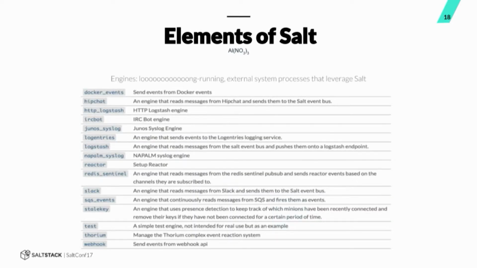Now, an engine is essentially an extremely long-running, extended system process that leverages Salt. And we have a couple of engines that we've built to allow you to view different things within the infrastructure. So we have like a Slack engine and Logstash, Napalm, and there was a couple other ones in there. HipChat, yeah. But Docker events, since we're talking about Docker a little bit today, I'll show you the Docker engine in just a moment here.